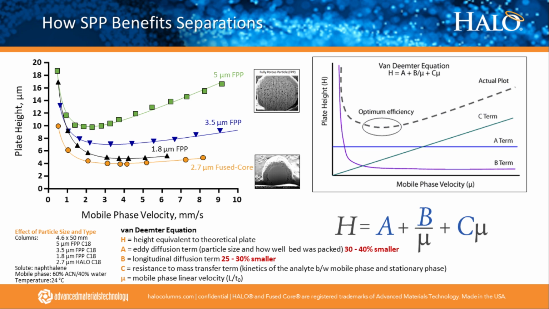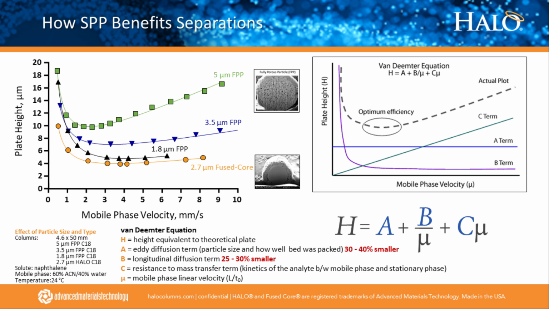And you can see we have that 25 to 35% smaller A term, and that's due to the more uniform analyte flow paths through the column bed. For the B term, it's about 25 to 30% smaller, and that's due to the presence of the solid core inside the particles. And then for the C term, that's nice and flat, and that's due to those shorter diffusion distances in the particle. And what I mean by that is that thin porous shell that we have around that solid silica core.